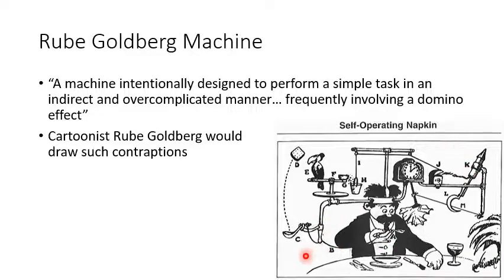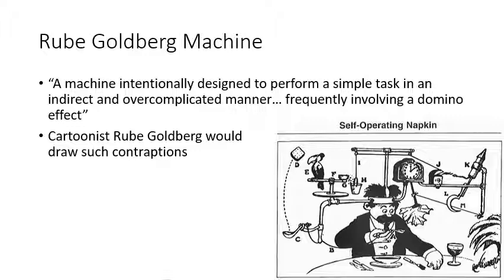But as you can see, it's a very complicated machine involving lots of different contraptions, including a bird, and I don't even know what this is, and some clocks, and it's just a lot. It would be much, much simpler if he would just wipe his face with the napkin. But I guess that's not the point of the Rube Goldberg machine. It's supposed to do it in as complicated a manner as possible.